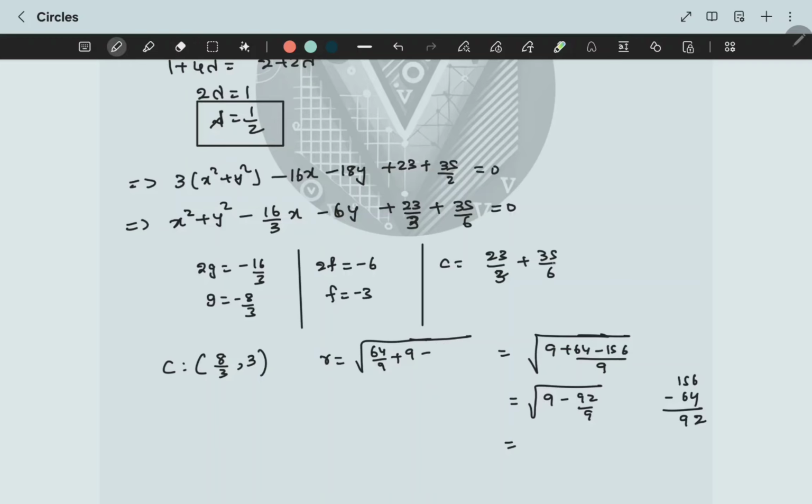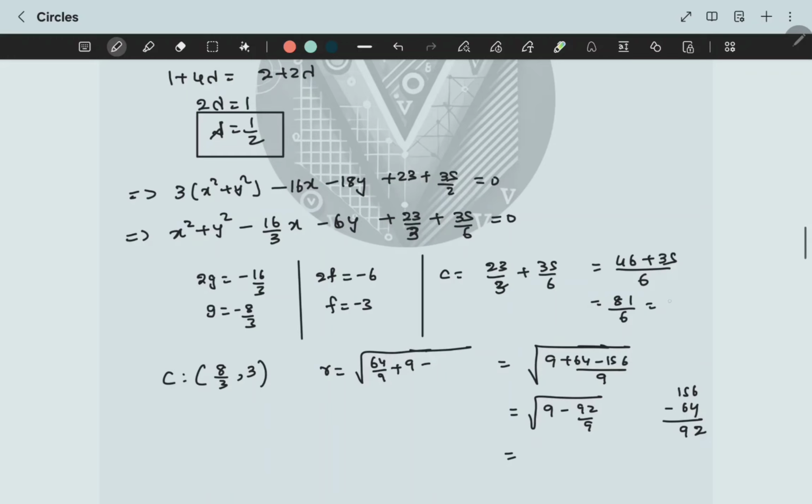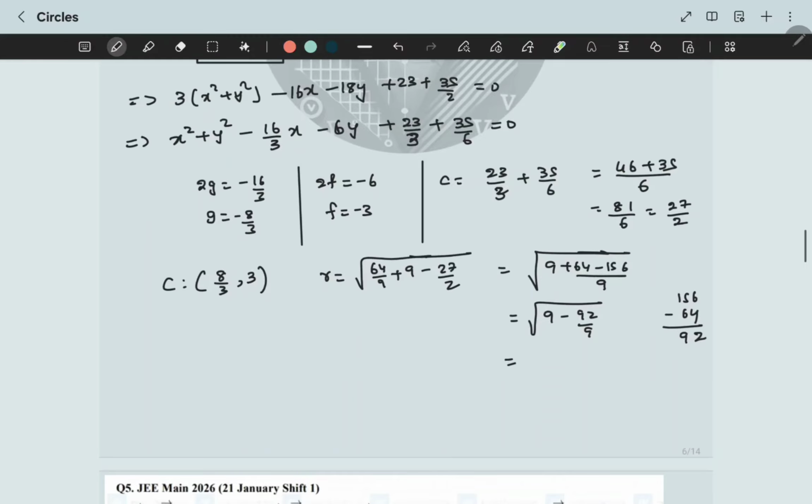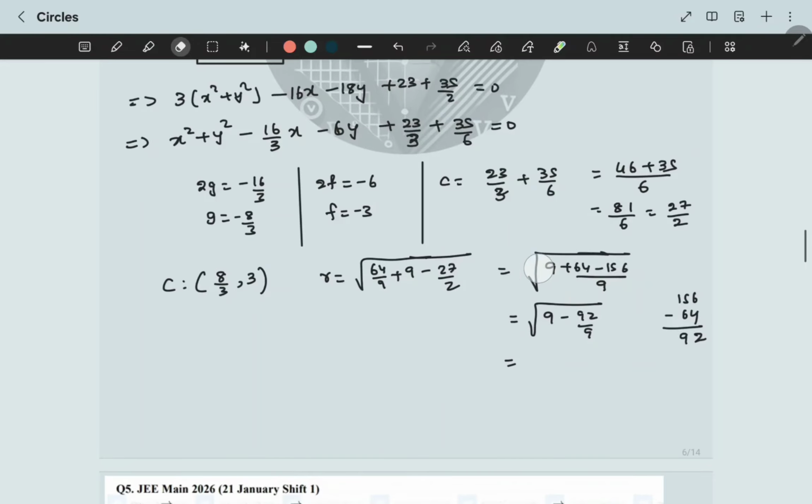So this should be 46, I think. 46 plus 35 divided by 6, which should be 6, 5, 11, 4, 5 plus 381 divided by 6, I think, yeah. And again this is 327 divided by 2. So it should be 27 divided by 2. So now what will I get? Yeah, I think I have to just change it, sorry.